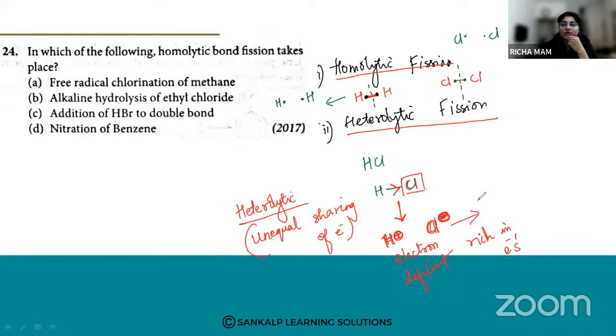So this is about homolytic and heterolytic cleavage. I hope it is clear. So they have asked, there are four options: in which of the following reactions does homolytic bond fission take place? A, free radical chlorination of methane. B, alkaline hydrolysis of ethyl chloride. C, addition of HBr to double bond. D, nitration of benzene.